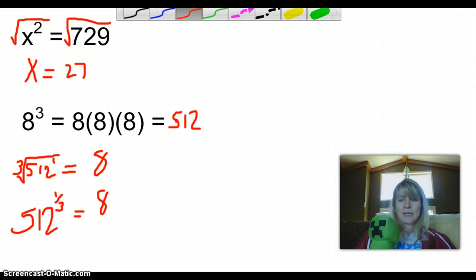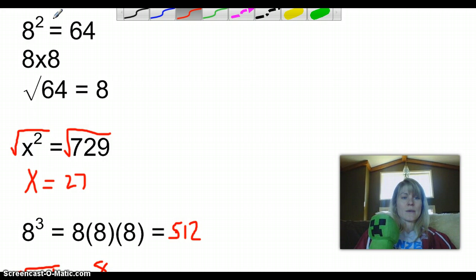Same thing if I had up here the square root of 64, I could write that as 64. No, this is the square root, which means it's to the second, right? And that's to the first power. I could put 64 to the 1/2. So instead of writing the square root of 64, I could write 64 to the 1/2.